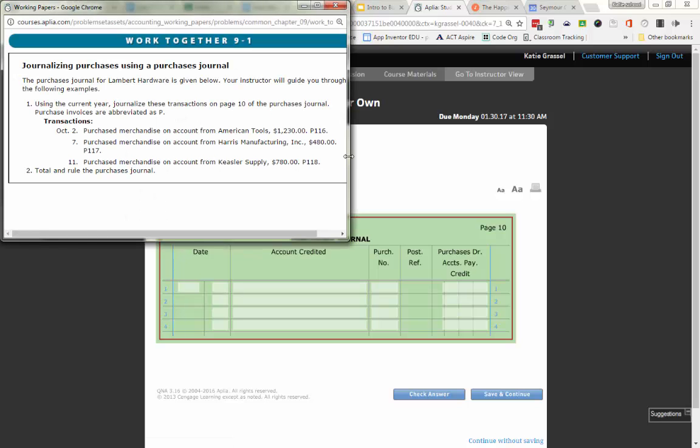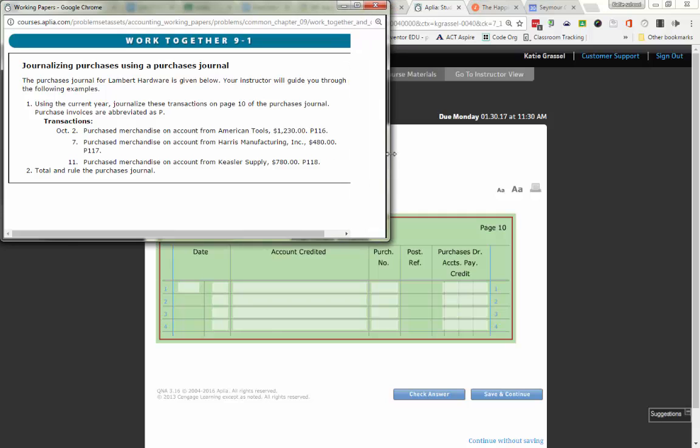Our instructions read, the purchases journal for Lambert Hardway is given below. Your instructor will guide you through the following examples. Using the current year, journalize these transactions on page 10 of the purchases journal. Purchases invoices are abbreviated as P. So you can see that I already have it labeled as page 10.